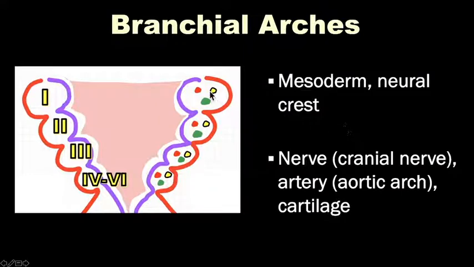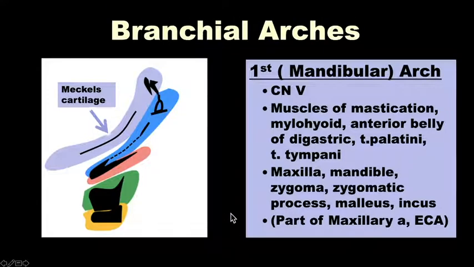Each arch has a nerve, or more specifically a cranial nerve, an artery, and a cartilage. The first arch, or mandibular arch, will give us the 5th cranial nerve and all of the muscles that innervates. Meckel's cartilage gives rise to mandible, malleus, and incus, and other bones in the lower face are also derived from the first arch, and the maxillary artery and external carotid artery are believed to be remnants of that first arch.